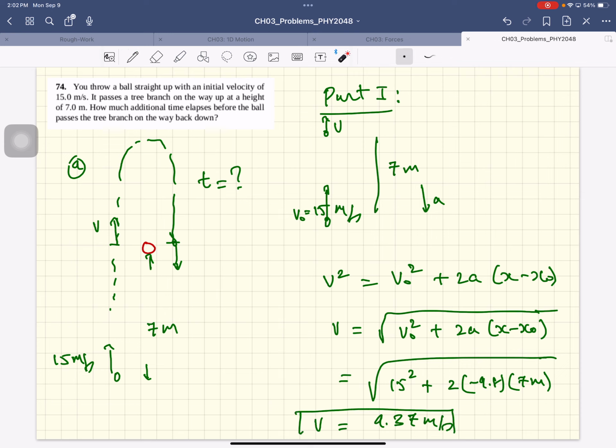Okay, so what we have calculated is when the ball starts off at 15 meters per second, and after traveling 7 meters, which is a little higher than this ceiling, about 5 meters from the ground, it slowed down to 9.4 meters per second. Now for part 2, it starts off at 9.4 meters per second, and its final velocity will be minus 9.4 meters per second. And we'll calculate how much time it spends above the tree branch.